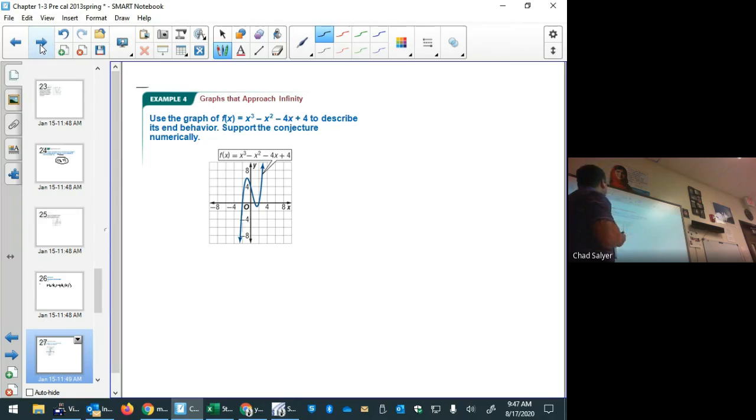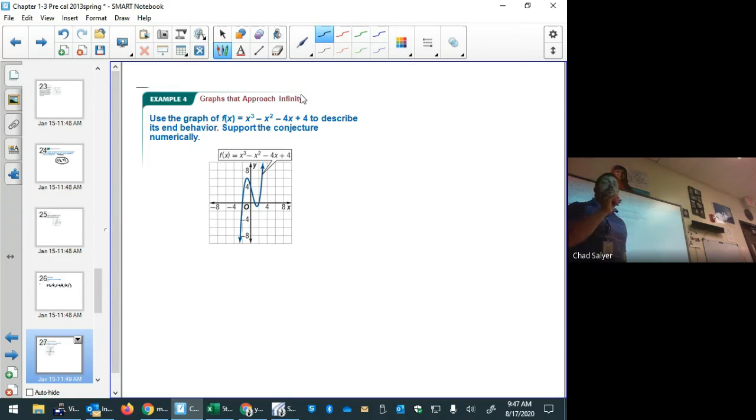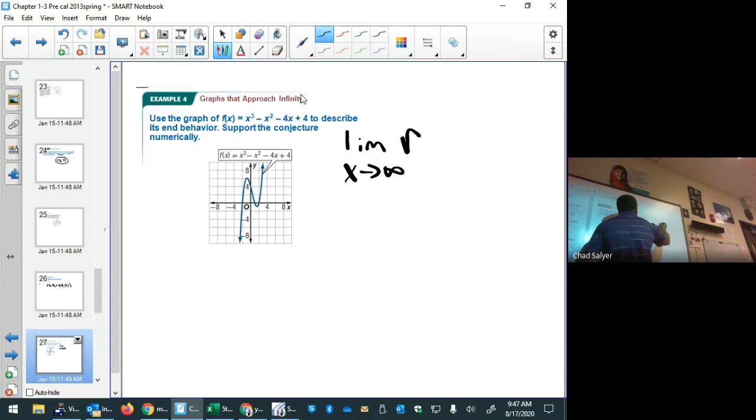Okay, so graphs that approach infinity. If you look at this graph, we're going to use the graph to describe the end behavior. In other words, and this is probably a new way to write it for you, we're going to use limit notation. So we're going to say the limit as x approaches infinity of f of x, and that will be its behavior as it goes in this direction. And we see it goes up, up, up forever. So we're going to say the limit as x approaches infinity of f of x equals positive infinity.